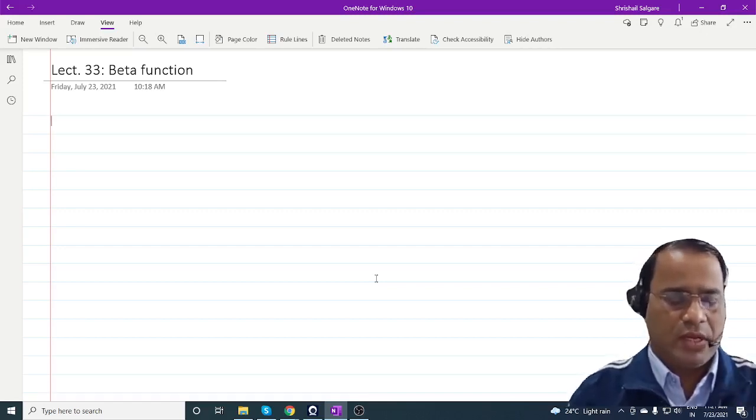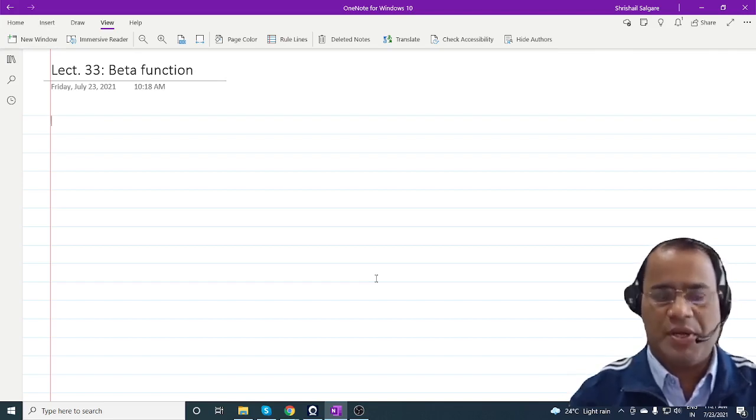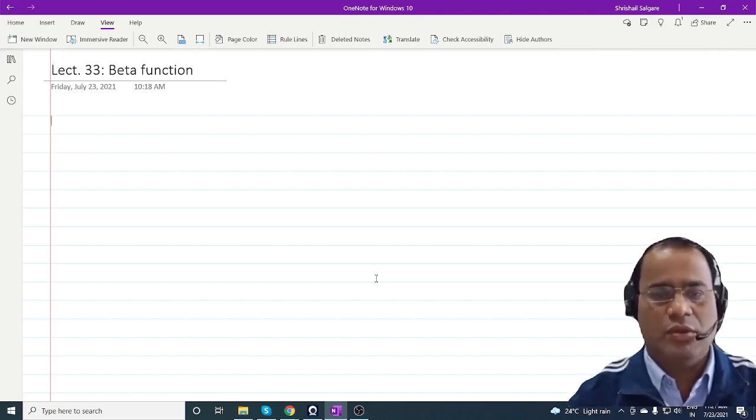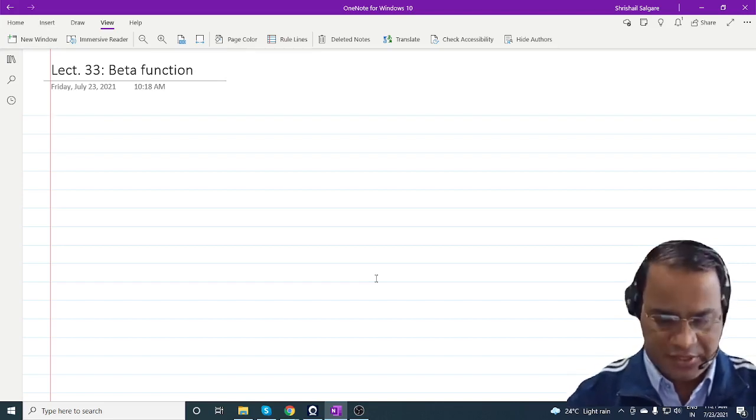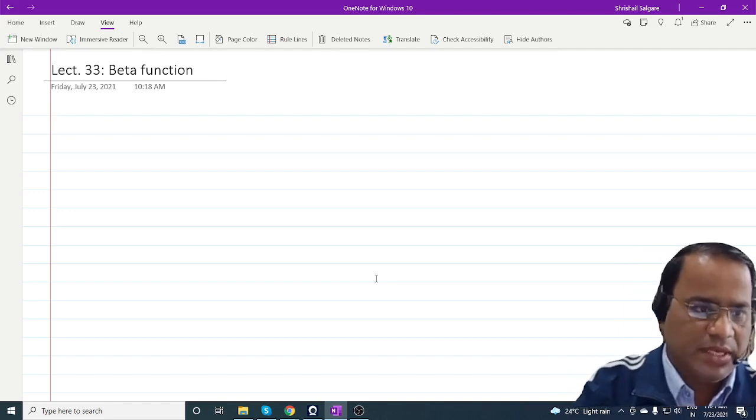So today we will continue the second kind of improper integral. The first kind of improper integral we have studied: the definition of the gamma function, the properties of the gamma function, and how to evaluate the gamma function. The next one, we continue with the beta function. Now start with the definition.